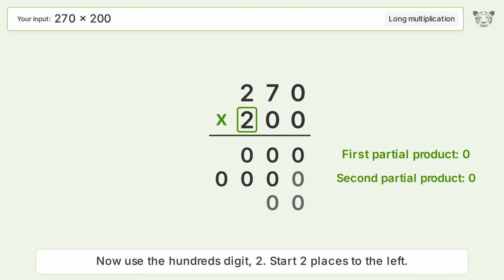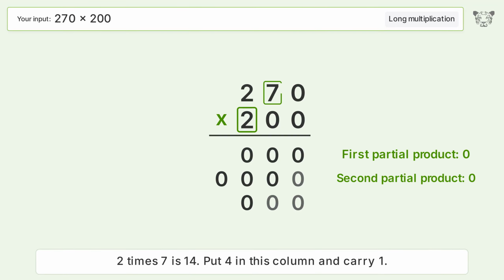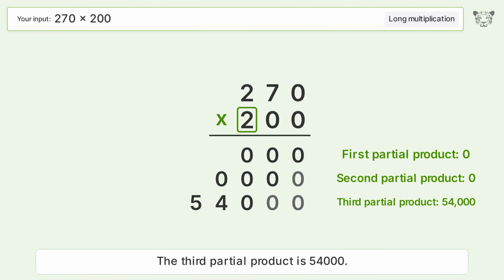Now use the hundreds digit, 2. Start two places to the left. 2 times 0 is 0. 2 times 7 is 14. Put 4 in this column and carry 1. 2 times 2 plus the carried 1 is 5. The third partial product is 54,000.